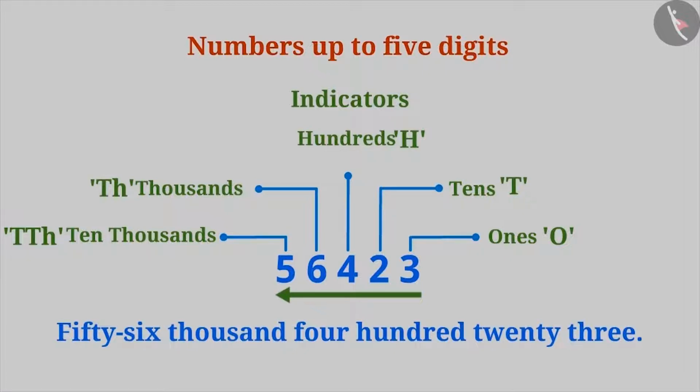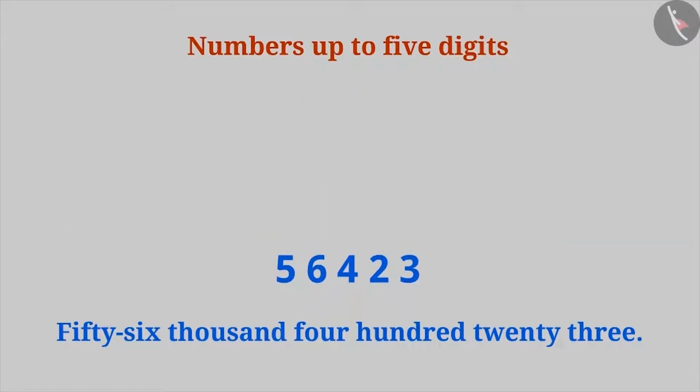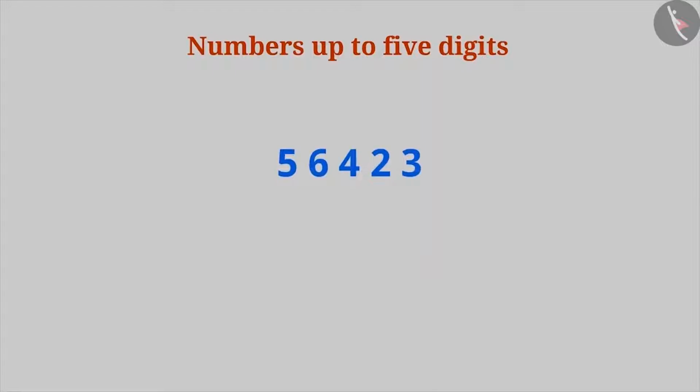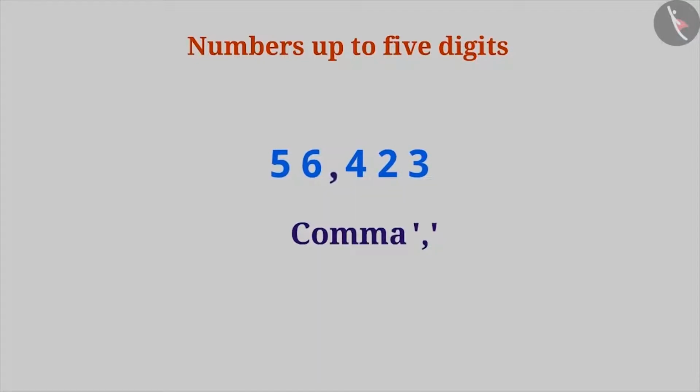Usually, numbers are written without any indicators, but that can make it difficult to read and write large numbers. Commas make it easier for us to read large numbers. Commas are used to mark thousands. For this, the first comma is placed after the third digit from the right, that is, after the hundreds place.